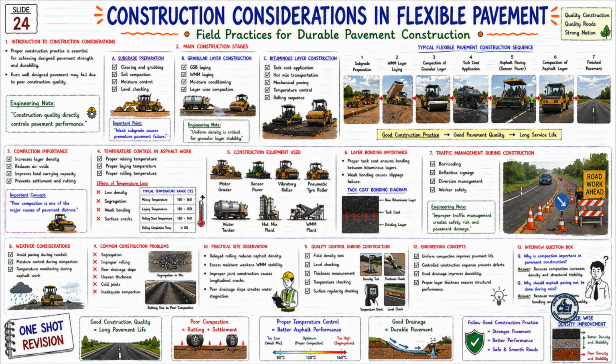Engineering concepts. Uniform compaction improves pavement life. Controlled construction sequence prevents defects. Good drainage improves durability. Proper layer thickness ensures structural performance. And these are the core engineering concepts in flexible pavement construction.